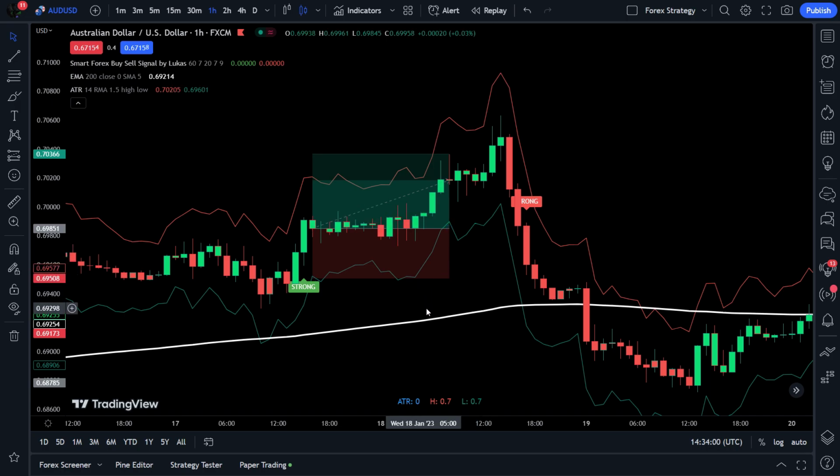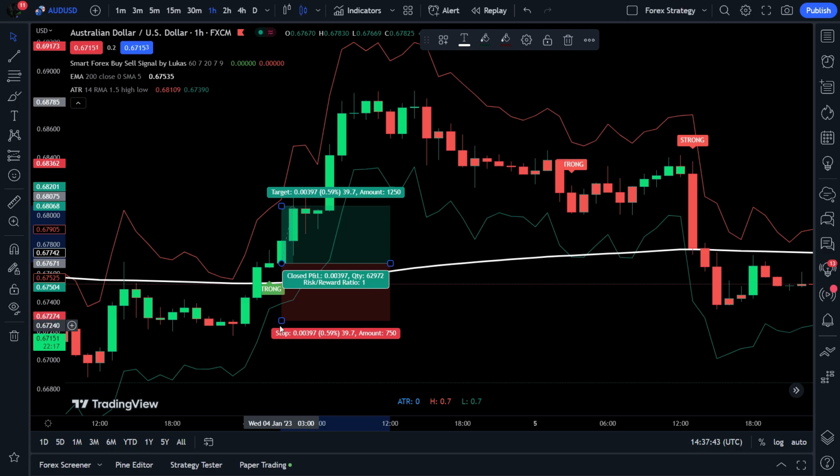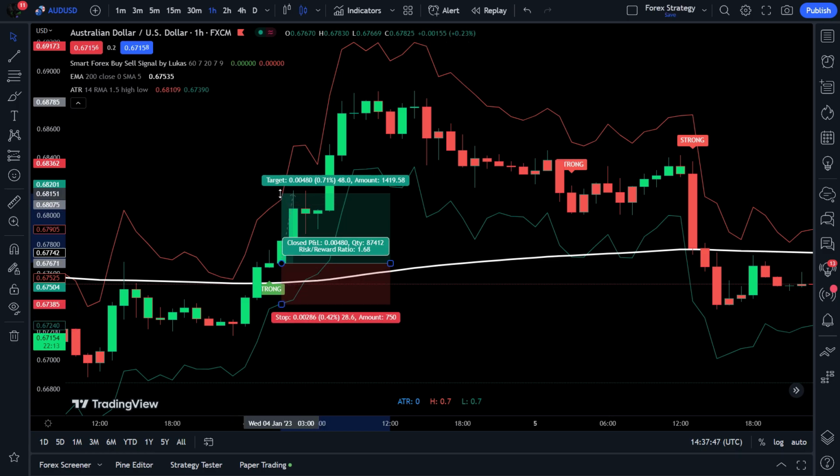Okay, let's run through one more long example. Both requirements are met here too. Our chart is above the 200 EMA, and our Smart Forex indicator has printed a green strong signal. So let's take a trade here. We set our stop loss at the ATR Stop Loss Finder, and we are targeting a risk-to-reward ratio of 1 to 1.5. Let's run through some shorts.